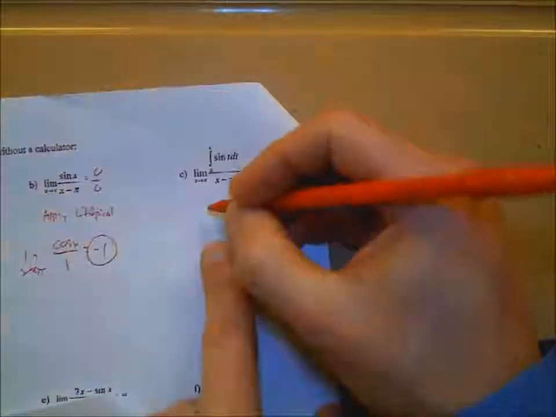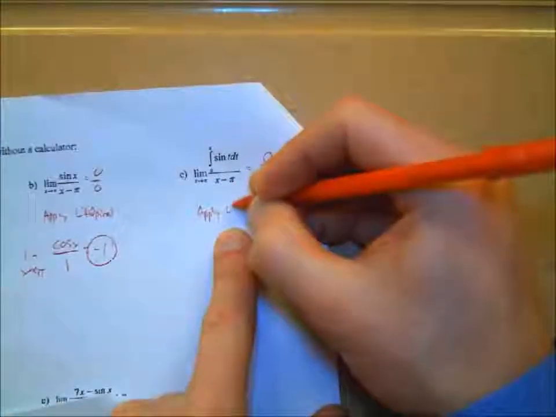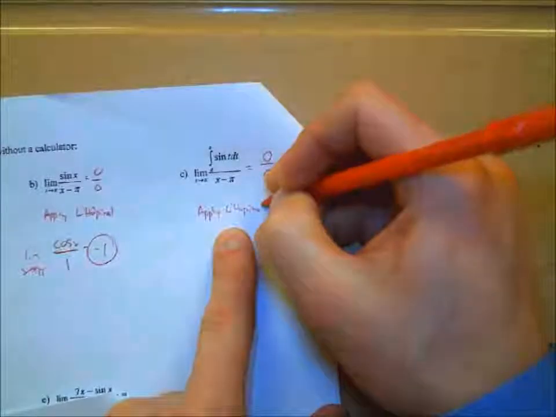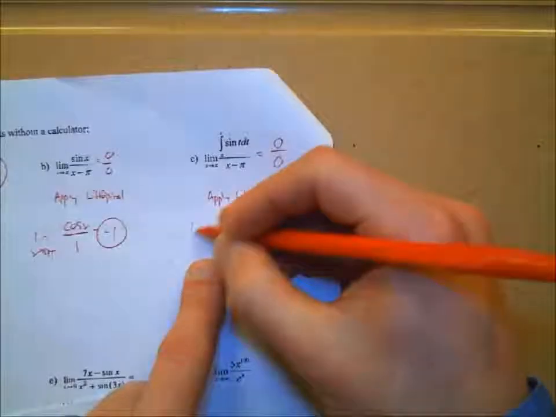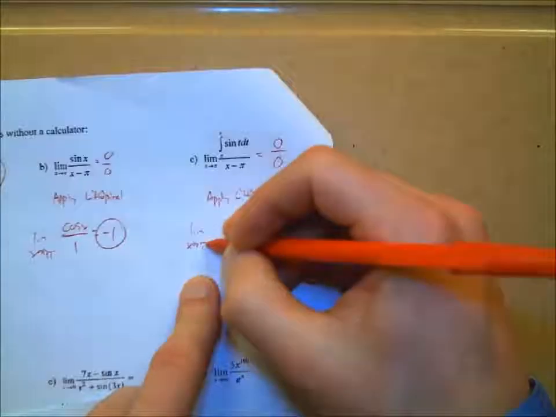Okay, here, a little bit funky. We have an integral and a limit. Yuck. But if you do a direct substitution, the integral from pi to pi of anything will be what? 0. So you're going to end up with 0 over, and then pi minus pi is 0.